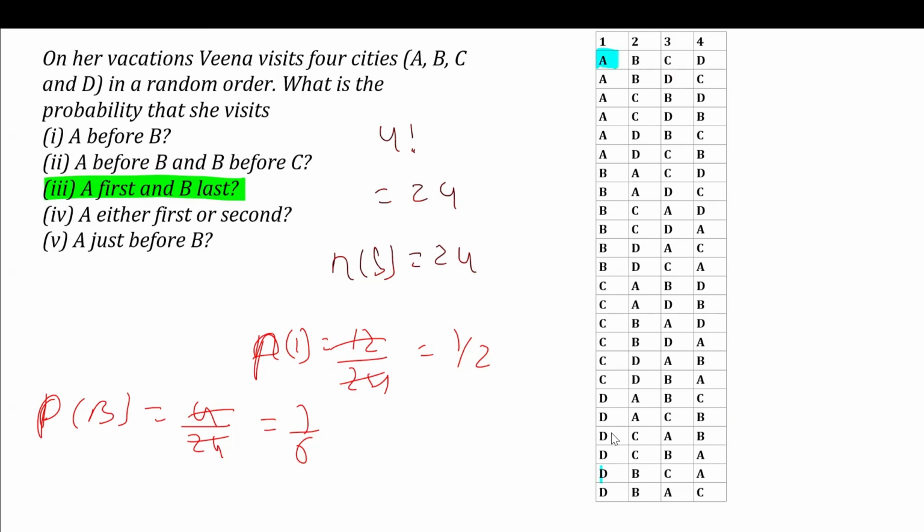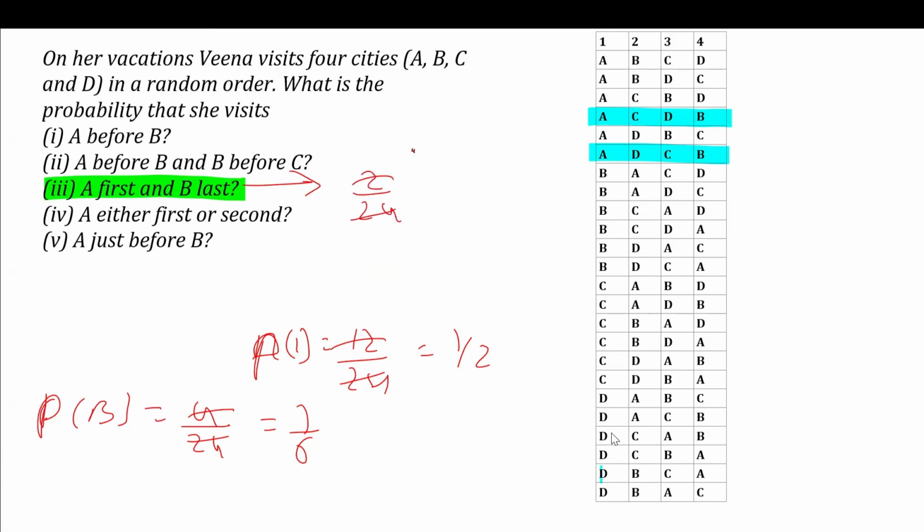You can find out this is A first, but B is not last. This is A first, B last. A first, B last. And I don't think there will be more, because A in the first place is this much only. So for this third part, if I erase the remaining things, there are going to be two possibilities, 2 out of 24. That results to give you 1 over 12.